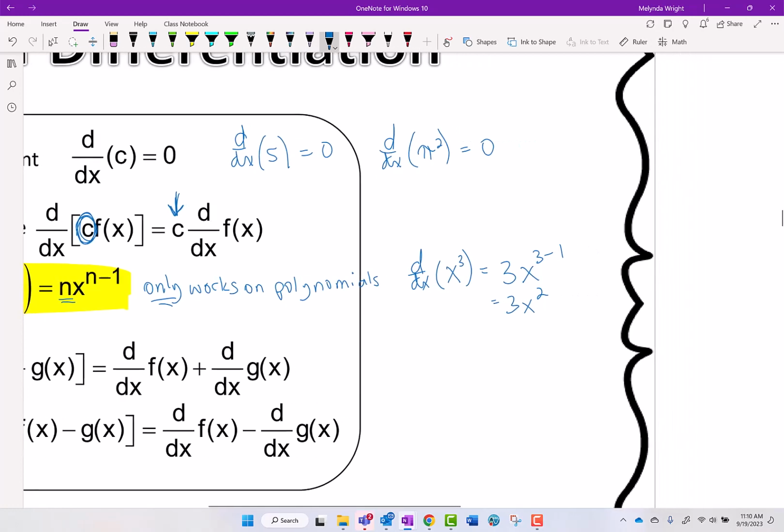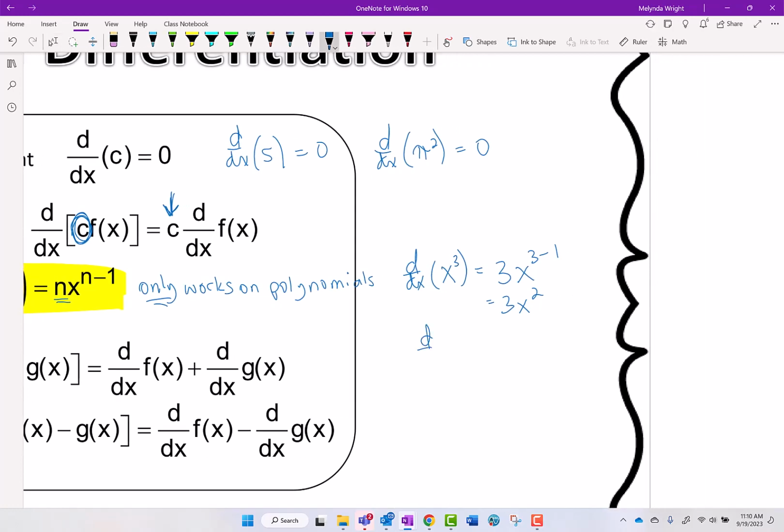Now, additionally, let's say I'm taking the derivative of 2x cubed. Let's see how that applies. So when I take the derivative, I bring the 3 down. I have a 2 there that's already there that I have to multiply by, and then I subtract 1. So my answer would be 6x squared.